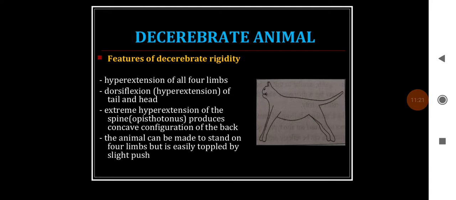Features of decerebrate rigidity. Hyperextension of all the four limbs occurs. Dorsiflexion or hyperextension of the tail and head. There is extreme hyperextension of the spine. Opisthotonus position produces the concave configuration of the back. The animal can be made to stand on four limbs but is easily toppled by a slight push.